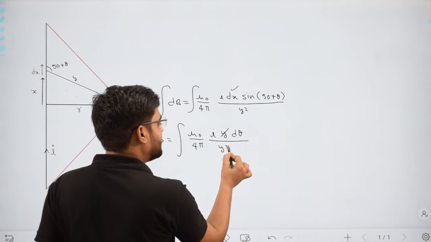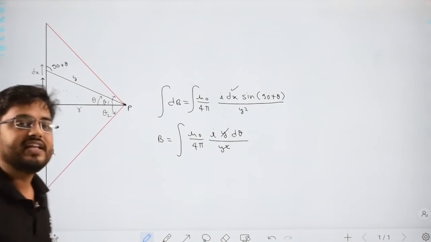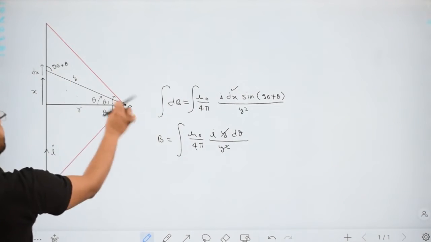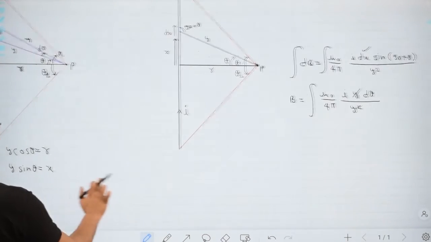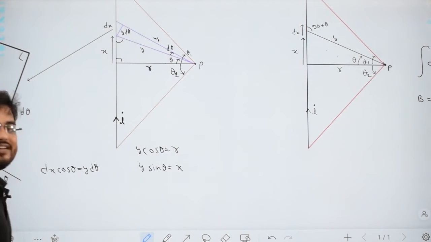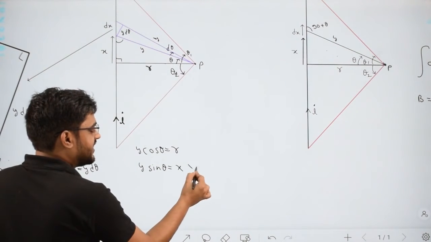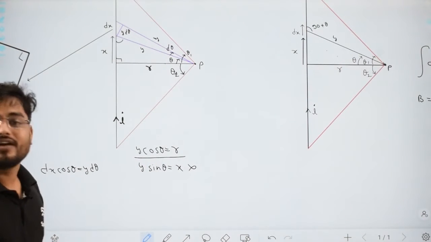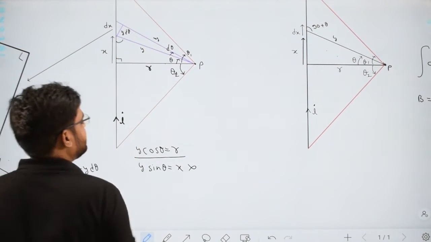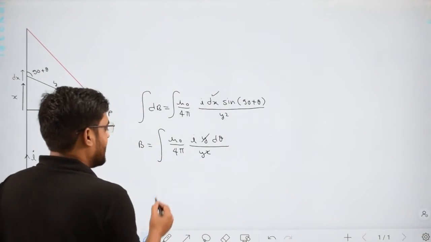I will cancel one of the y. And now in this expression I have d theta. And y is still a variable, right? y will change. For this it will be something, for this it will be something. So I'm using the relationship which I found over here. So I need the relationship between y and theta. So I'm going to write y as r by cos theta. R is a constant. R is this fixed distance, right? So y is nothing but r by cos theta.